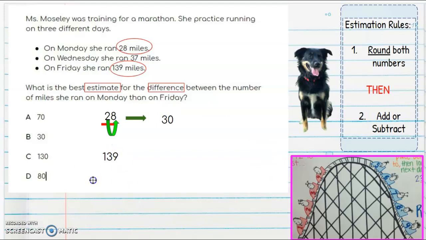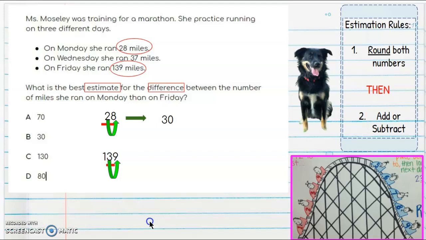Now we're going to do the same thing with 139. Remember, we rounded to the nearest tens place up here, so we need to do it down here also. The number that is in the tens place is the 3. So find the place, which is the 3. Go next door. 5 or more, let it score. 4 or less, let it rest.